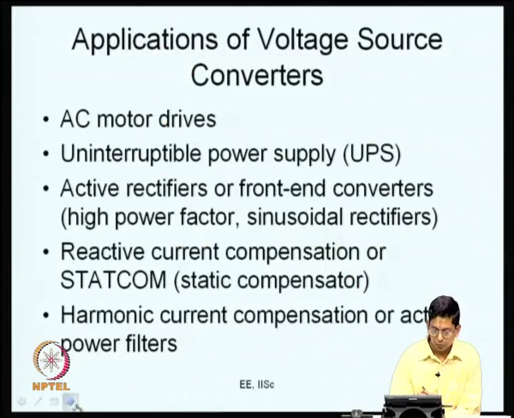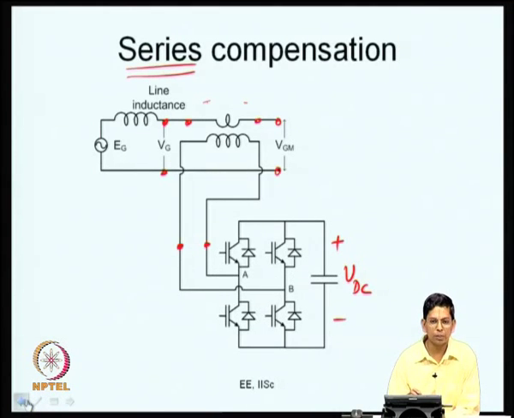Now, you can look at series compensation also for 3 phase situations. So, in 3 phase, as I mentioned, there could be voltage unbalance also. So, you can use a 3 phase converter. This is only a single phase converter having 2 legs. A 3 phase converter will have 3 legs, and then at the output you have a 3 phase transformer, and you can inject 3 phase voltage in series with the available mains voltage.